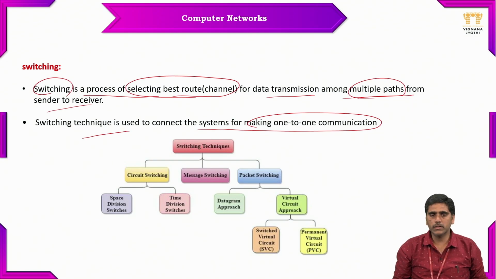Now we have a number of switching techniques. The first one is circuit switching, the second one is message switching, and the third one is packet switching. In circuit switching, there are two types: space division switches and time division switches. In packet switching, the datagram approach is one type, and the second is the virtual circuit approach, which includes the switched virtual circuit (SVC) and the permanent virtual circuit (PVC). Let us discuss each one in detail.